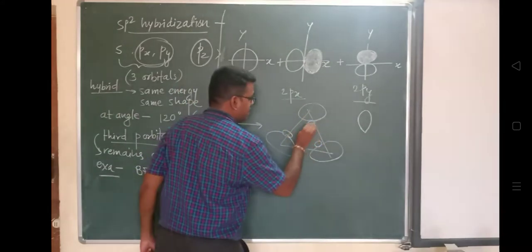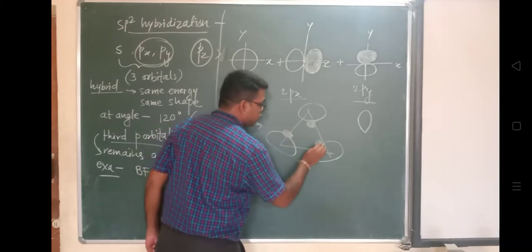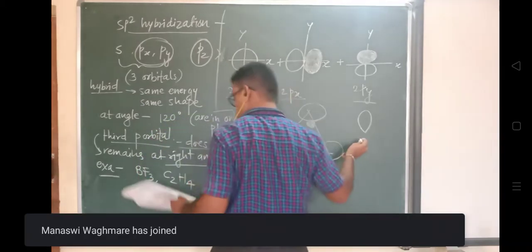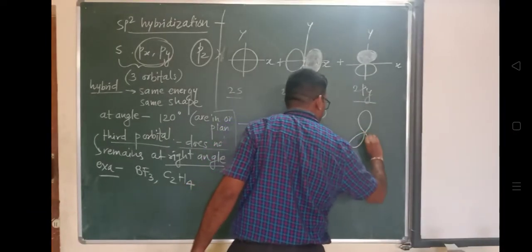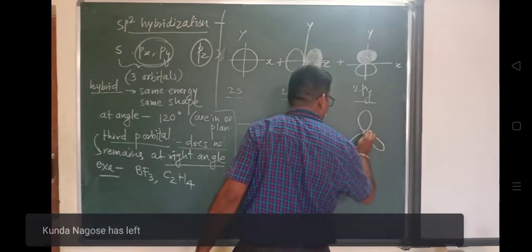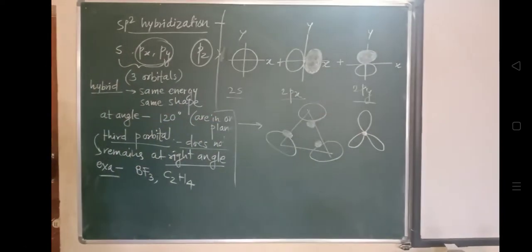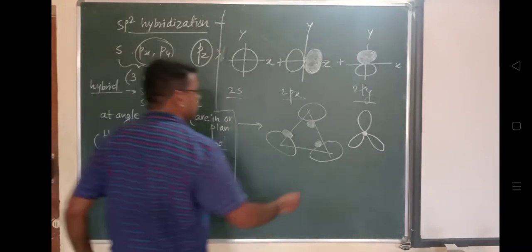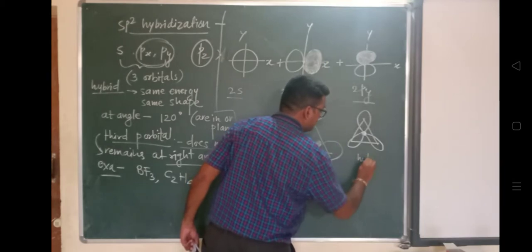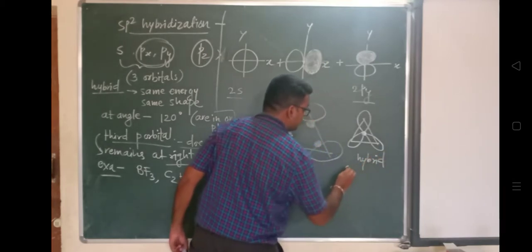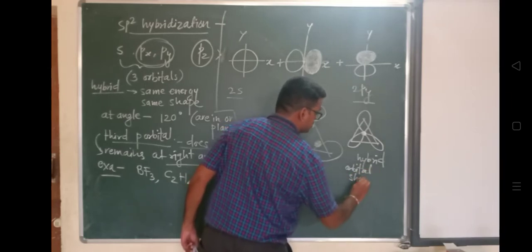In this way they will get merged, and this will be the hybrid orbital which is shown together. So this is the formation of sp2 hybridization. In this way sp2 hybridization will be formed.